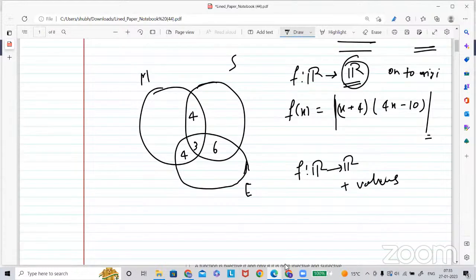Simply, see, it has two factors. By looking, you can tell. If you substitute x equal to -4, it will give 0. Again, if you substitute x equal to 10/4, whatever the value here, it will give 0. Again, by looking itself you can tell. If you substitute -4, then again 0. If you substitute 10/4, it will give 0.